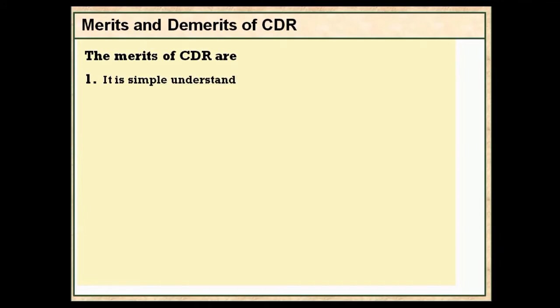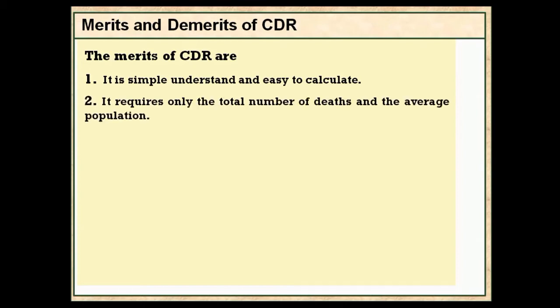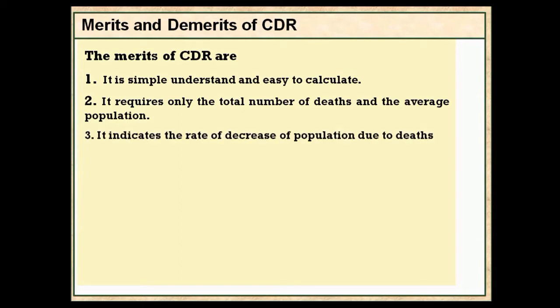Merits and demerits of CDR. The merits of CDR are: it is simple to understand and easy to calculate. It requires only the total number of deaths and the average population. It indicates the rate of decrease of population due to deaths.